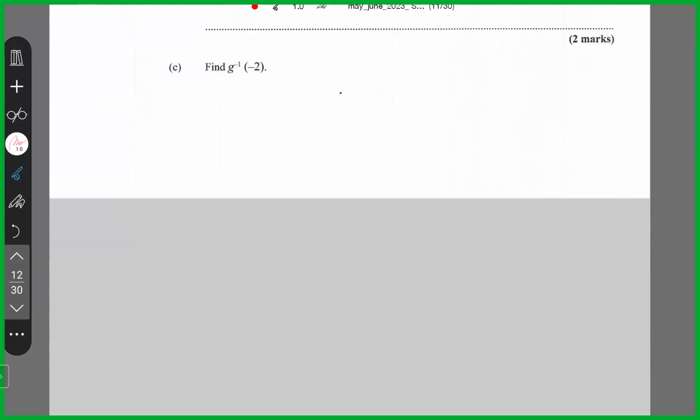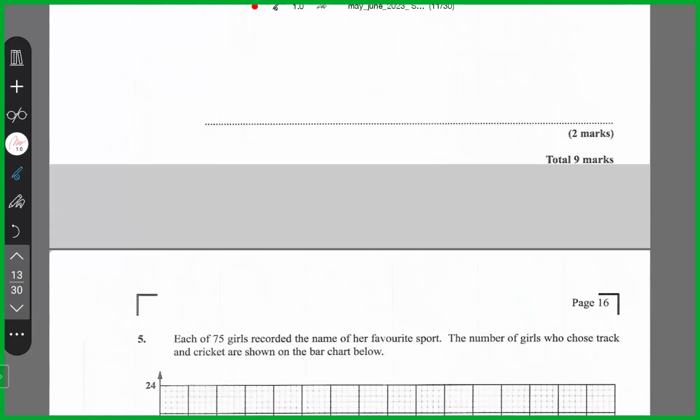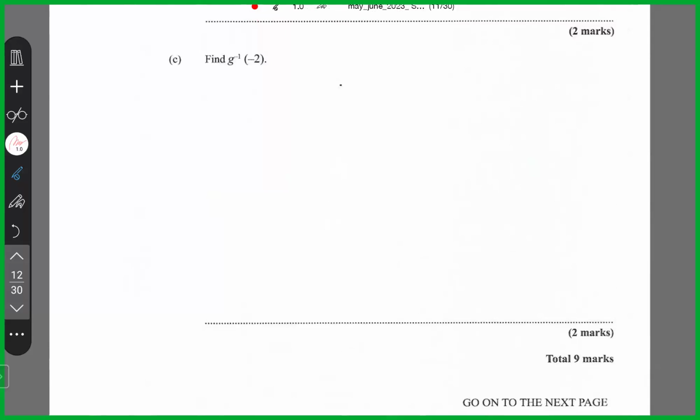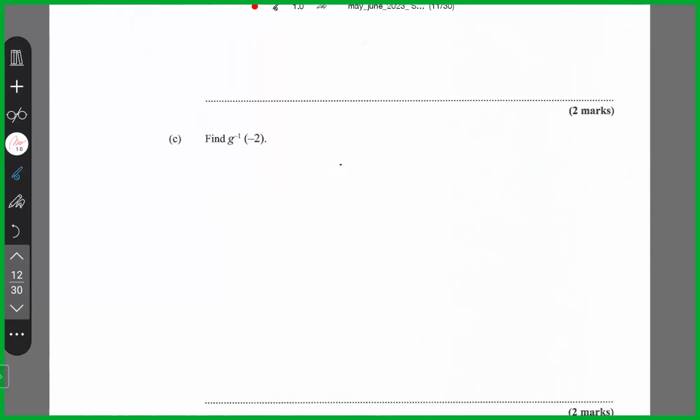Next, we need to find g inverse of minus 2. So if ever I'm asked to find g inverse of minus 2, what I would do is I would solve the equation g of x is equal to minus 2, because the solution of the equation g of x is equal to minus 2 is equal to g inverse of minus 2.